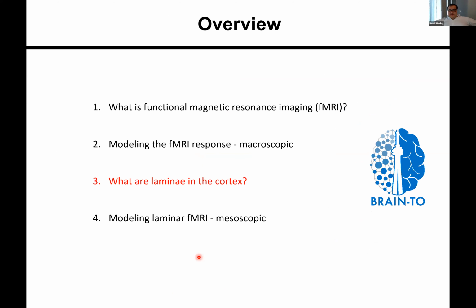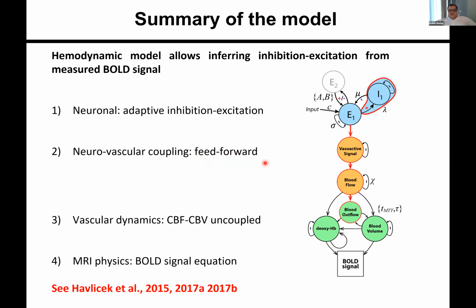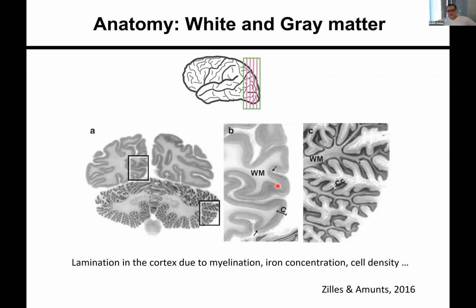Okay, I will be a little bit faster now because I'm running out of time. So, introduction: what are laminae in the cortex? This model is very macroscopic. It deals with brain areas on the level of large voxels. If you, however, go to higher resolution, what you see in the cortex is lamination, which means this, for example, is cell density and myelination.